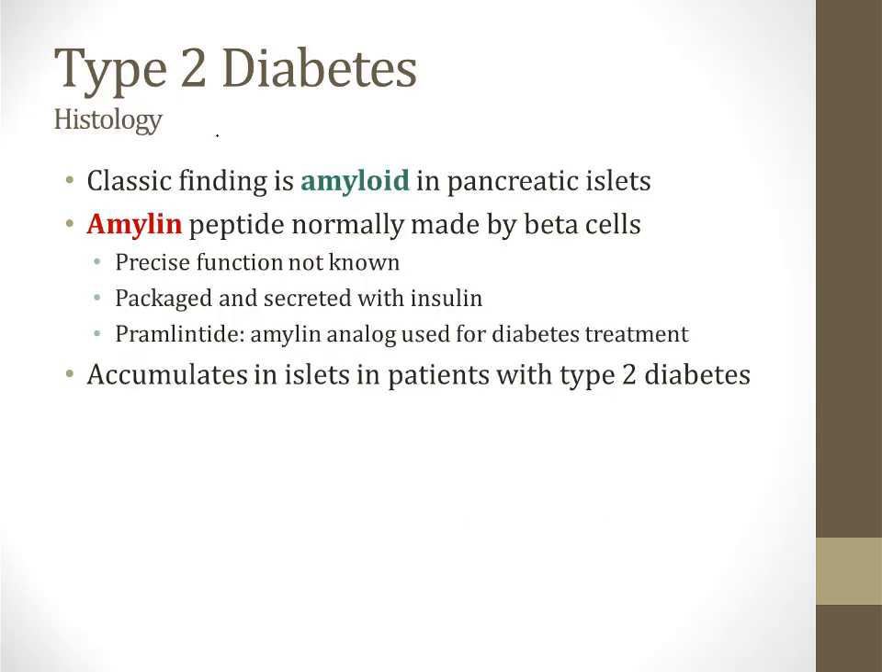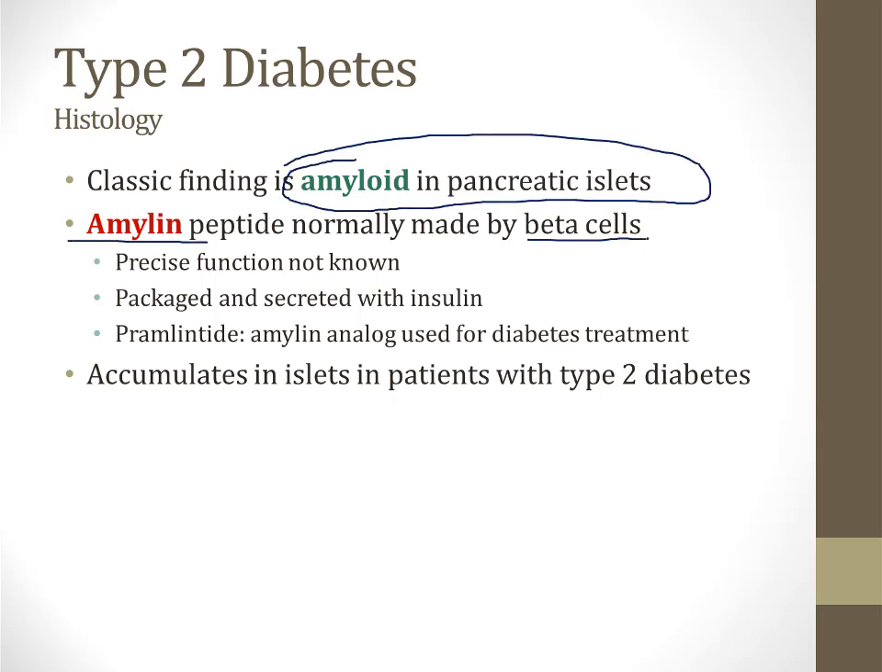You should know the classic histologic finding on a biopsy of a patient with type 2 diabetes, and that is the presence of amyloid in the pancreatic islet cells. There is a protein called amylin that is normally produced by beta cells. Its precise physiologic function is not entirely worked out, but it is packaged and co-secreted along with insulin. In the module on diabetes treatment, I talk about a drug called pramlintide, which is an amylin analog used for diabetes treatment. For our purposes here, though, what you should know is that the amylin can accumulate in the islets in patients with type 2 diabetes, and this gives the appearance of amyloid inside the pancreatic islets.